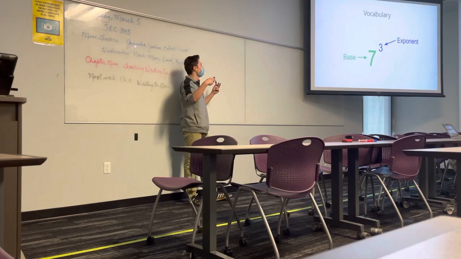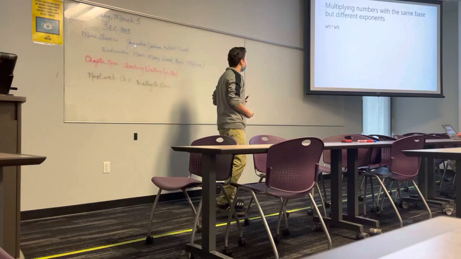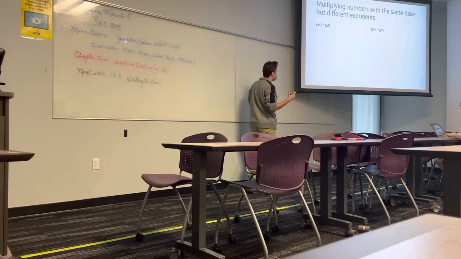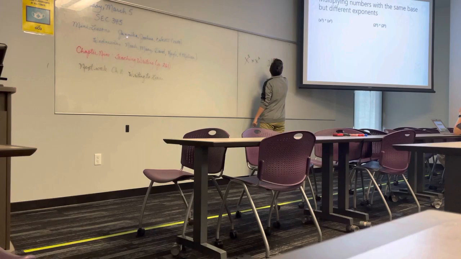So the first thing we're going to look at is multiplying numbers with the same base with different exponents. So let's say we have something like x to the 3rd times x squared. Let's think about it by putting in numbers that we already know. Because x is a variable, a real number, we just don't know what it is yet. So let's put it with 2s since we know 2s. Those are a comfortable number.